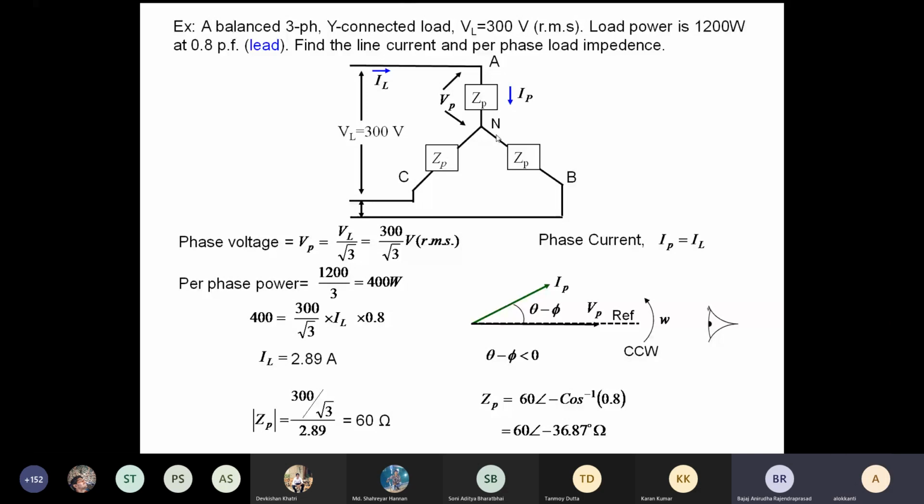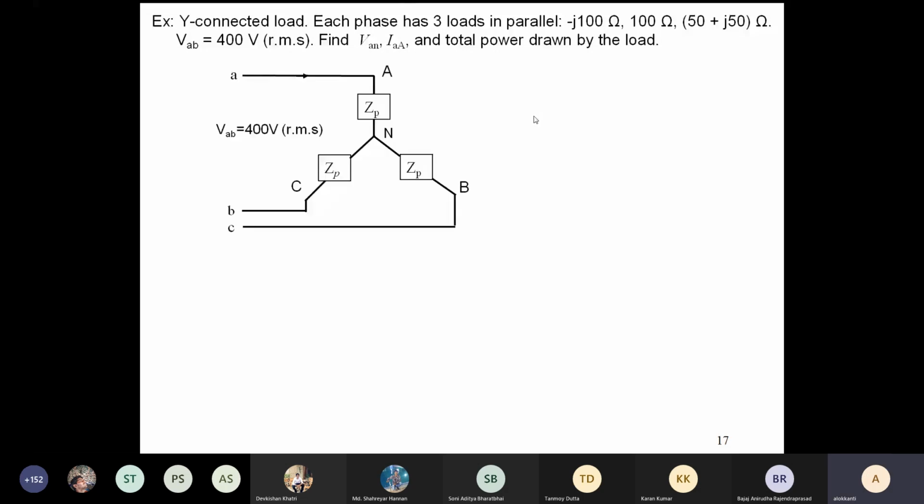So we will do another numerical. There is a Y-connected load. Each phase has 3 loads in parallel. Your AB, that is the line voltage, VAB line is 400 volts RMS. You are asked to find the phase voltages, phase currents, and total power drawn by the load. So suppose this is your system. VAB is 400 volts RMS.